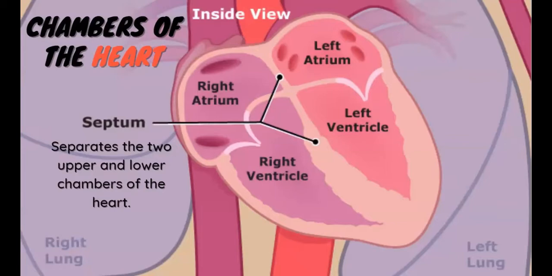Now let's talk about the chambers of the heart. Your heart has two sides, the left and the right sides. They are separated by what we call a septum. Each has an upper and lower chamber. The upper chamber is called the atria, singular for atrium, while the lower chamber is called ventricle. Overall, the heart has four chambers: the right atrium, the right ventricle, the left atrium, and the left ventricle.